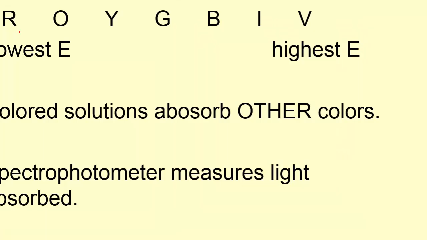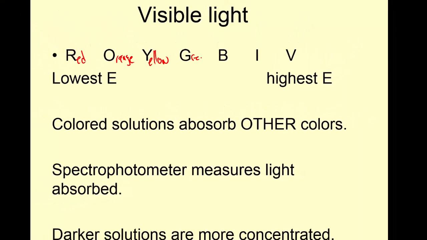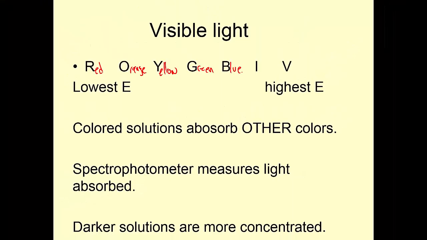Visible light, you need to know this. Red, orange, yellow, green, blue, indigo, which is the exact same thing as violet.